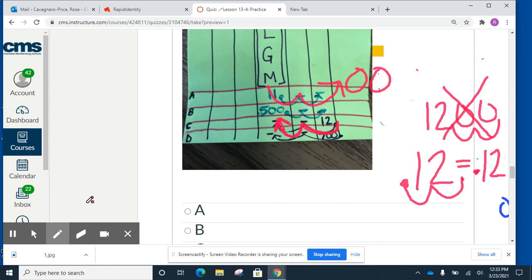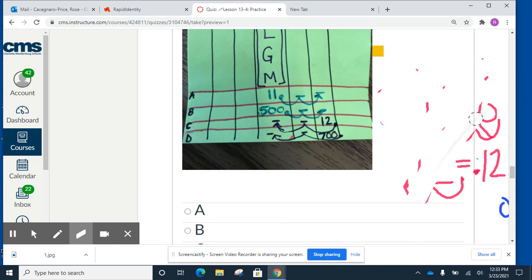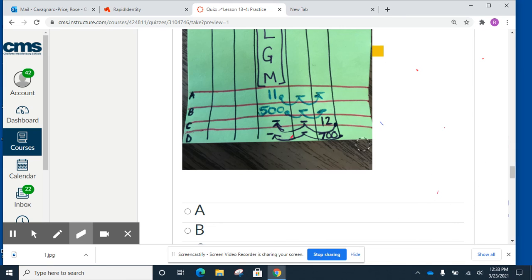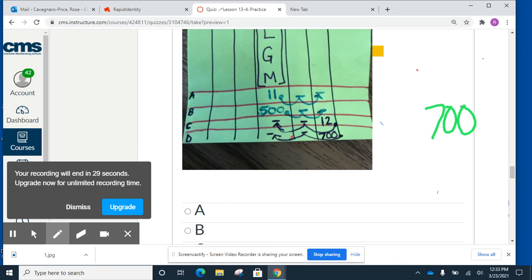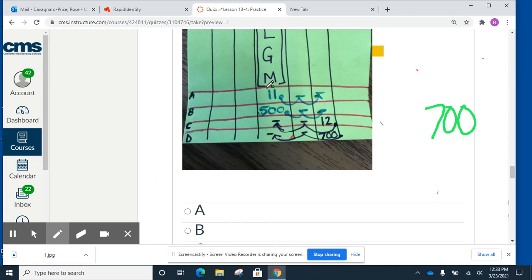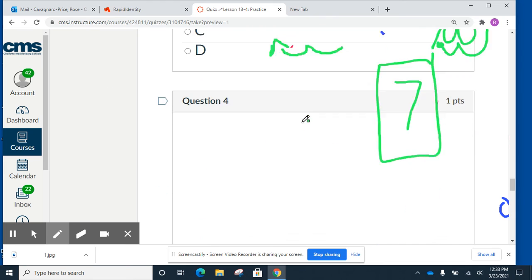Let's check letter D. Letter D is going to be very similar because we're going the opposite way again. So letter D says that we are starting with 700 centimeters. We need to jump to meters. We are jumping to our left. 1, 2 jumps. Let's see. 1, 2. Oh, so that actually turns into 7. So a little bit different.